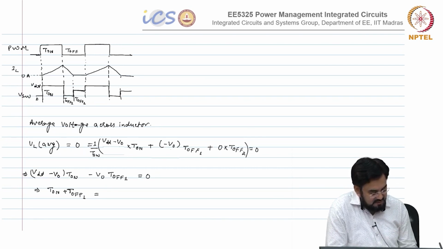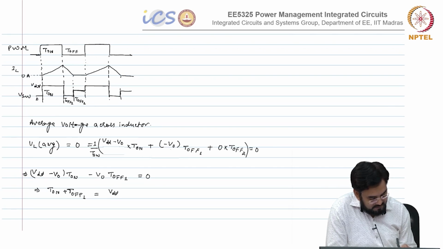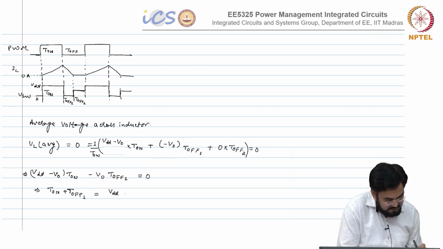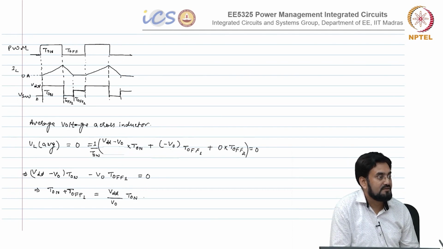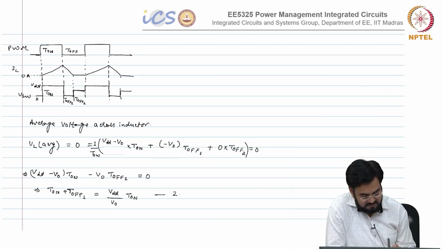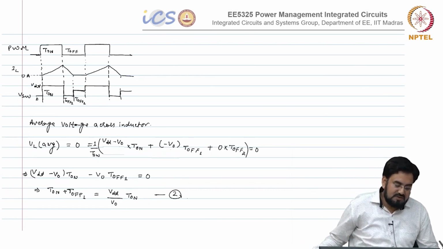So, what is T on plus T of 1 from this? VDD by ... and what else? T on, correct. So, this was the one condition.